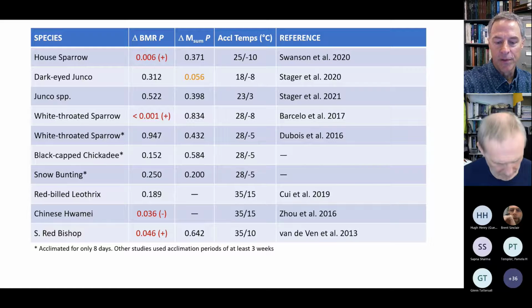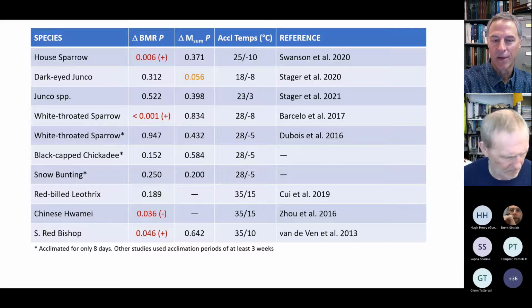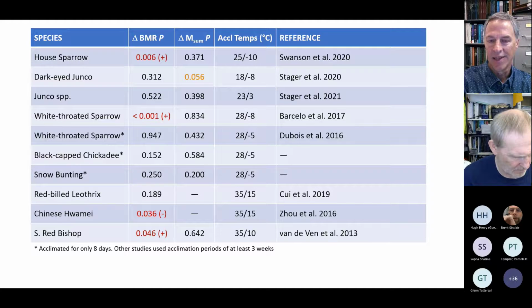For the differences in summit metabolic rate, though, we didn't see anything except the junco was close with a positive relationship there. A couple of things I want to point out here. The species with the asterisk there were data generated out of Francois Vézina's lab, and it was trying to look at the rate of change in metabolic rates, and so they only acclimated them for 8 days. We didn't see any changes in those birds, and so it might be that it takes longer than 8 days to get the full acclimation response.